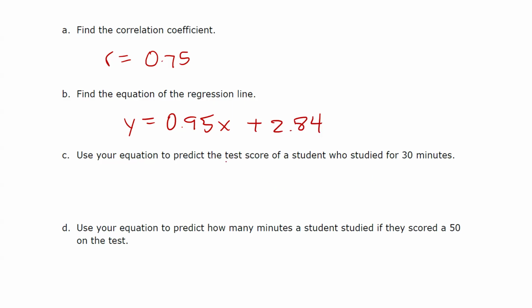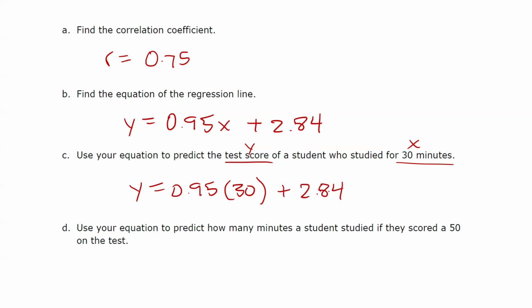We need to use our equation to predict the test score of a student who studied for 30 minutes. So test scores were the y, the studying time was the x. So we're going to substitute in 30 minutes and then simplify the right-hand side, which will equal 31.34, which is 32 minutes approximately.